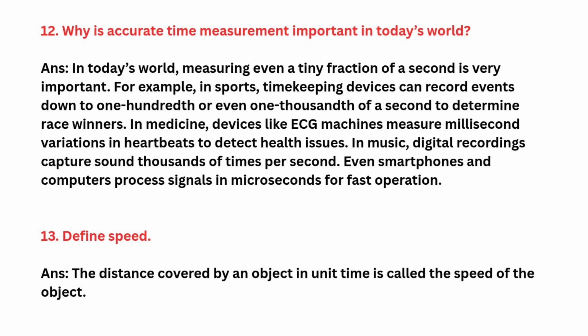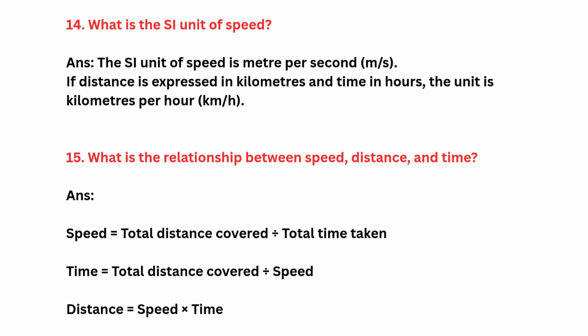Question number 13. Define speed. The answer: The distance covered by an object in unit time is called the speed of an object. Question number 14. What is the SI unit of speed? Answer: The SI unit of speed is meter per second, that is m/s. If distance is expressed in kilometers and time in hours, the unit is kilometers per hour, that is km/h.